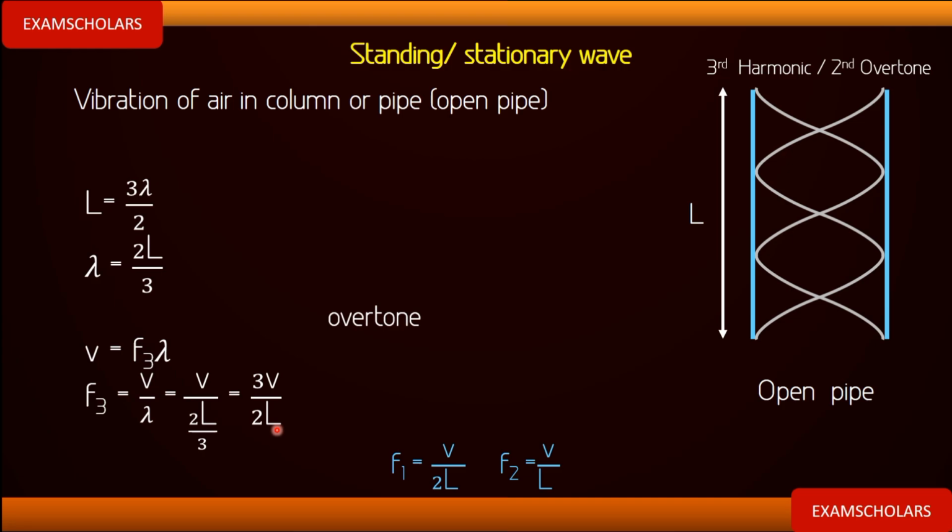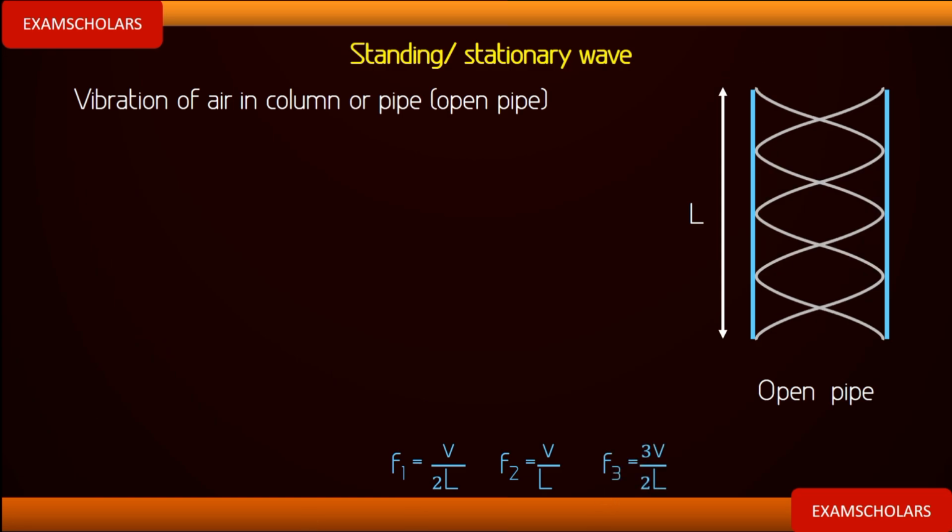So it is also known as what? The overtone is called what? Second overtone or third harmonic. Third harmonic or second overtone. So you go ahead and put the value here. Now to the next one, which is what? Fourth harmonic or third overtone.